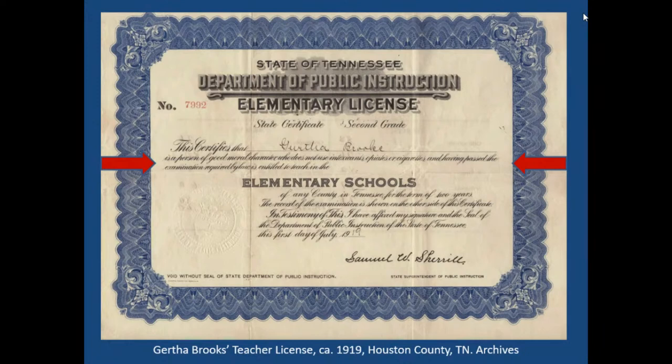But I have the red arrows there because I love the wording of this. This is actually from 1919. So remember the time period. It says, this certifies that Gertha Brooks is a person of good moral character who does not use intoxicants, opiates, or cigarettes, and having passed examination required by laws entitled to teach in the elementary schools. I found that wording very interesting.